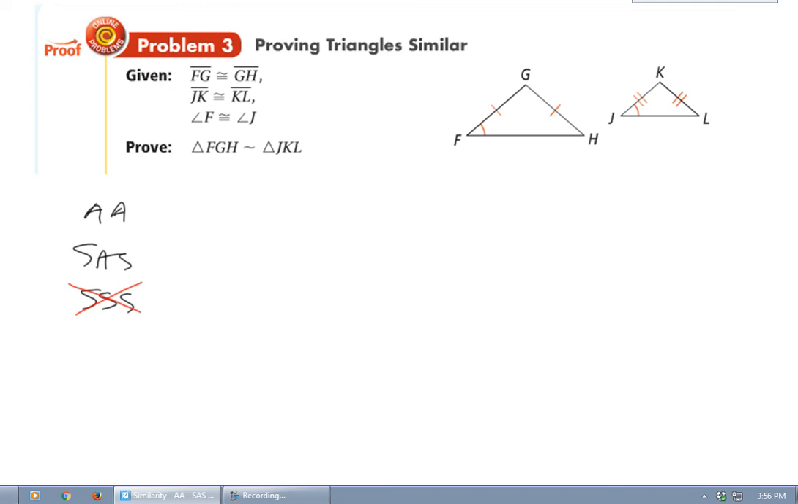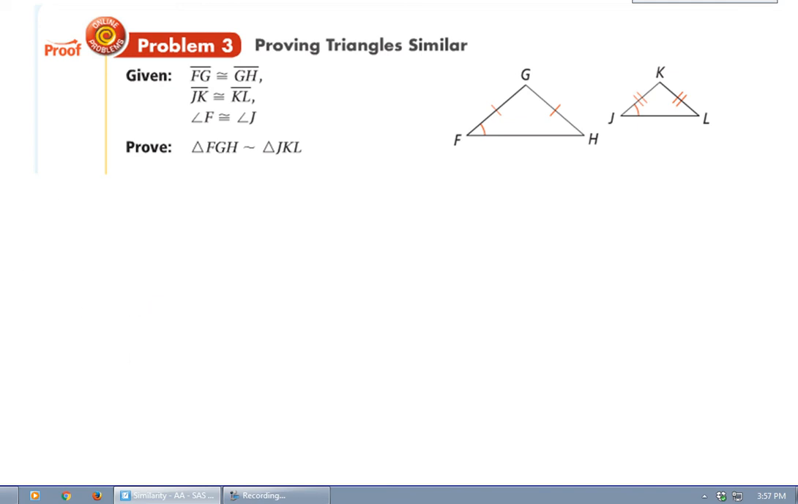Side angle side, well, I would have to know the lengths of two sides, and I would have to know that the angle in between those two sides are congruent. I don't know that. It's not telling me that angle G and angle K are congruent. No, it's telling me that angle F and angle J are congruent. So that's not going to work. So side angle side is not going to work. So the only one that looks like might work is angle angle. Okay, so how am I going to use angle angle?